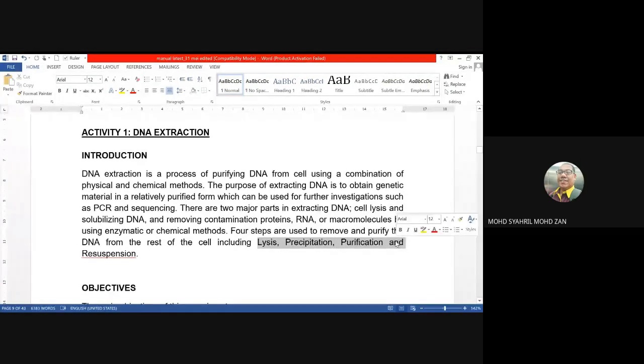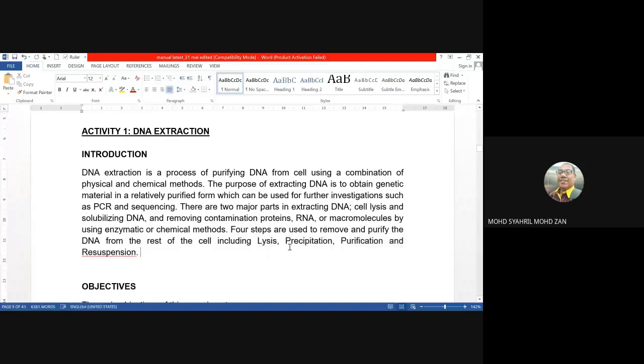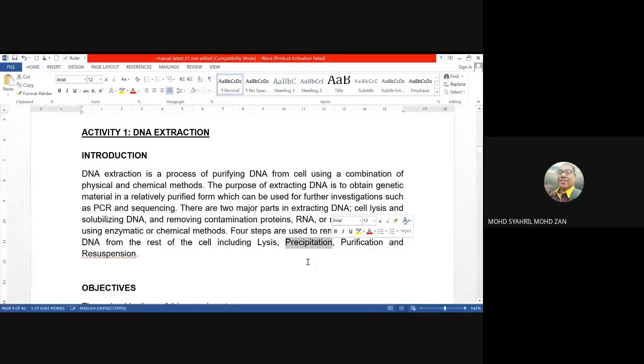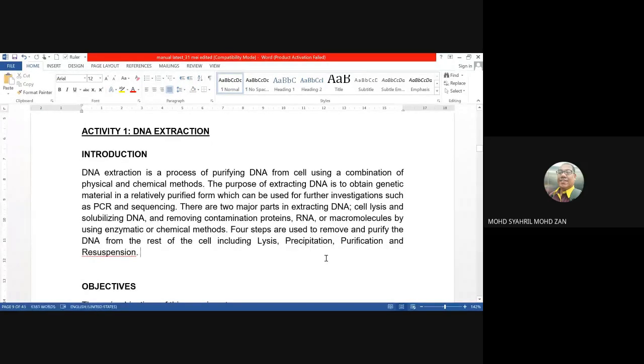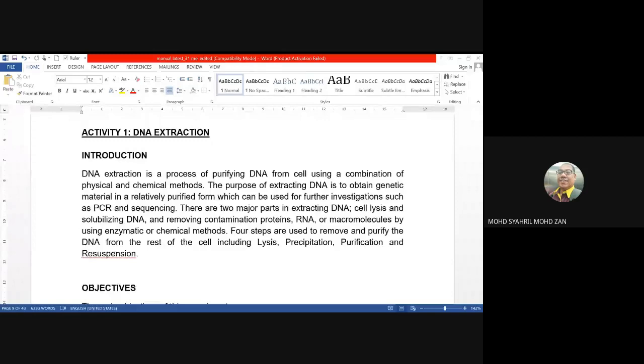Okay, lyse something ataupun break down something, precipitate the material inside the substance. Okay, and then you have to purify it. Means that you have to remove all the contamination stuff like protein, RNA, and so on and so forth. Okay, and then resuspend the product you need. Itu adalah awak punya DNA, alright.